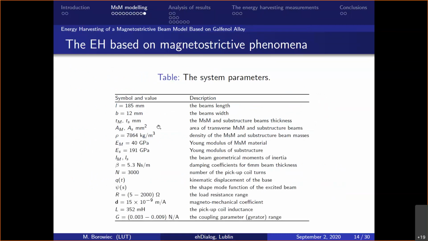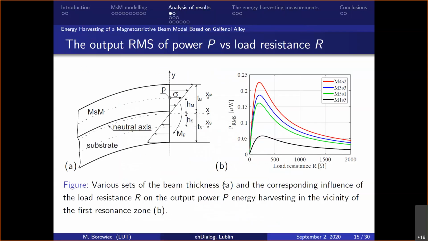Okay, there we had parameters such as length, width, thickness, and several others, the density, Young modulus for both parts. We introduce such parameters as shown here. We have to find the optimal load resistance where the system generates the optimal, let's say the highest, value of the output power. And we made some analysis of what kind of power is received while we change the load resistance of the pickup coils, the electric subsystem.